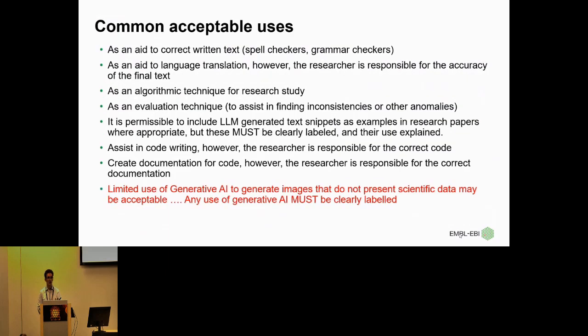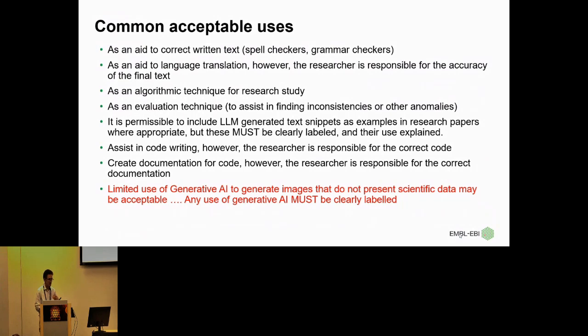So we have common acceptable uses. As an aid to correcting written text, checking grammar and spelling, that's all good. Our policy says as an aid to translation, this is okay, but the author is responsible for the final translation and its veracity. Of course, people will be publishing about large language models and their use, and that's perfectly okay. And as an evaluation technique as well, to find inconsistencies and other anomalies.